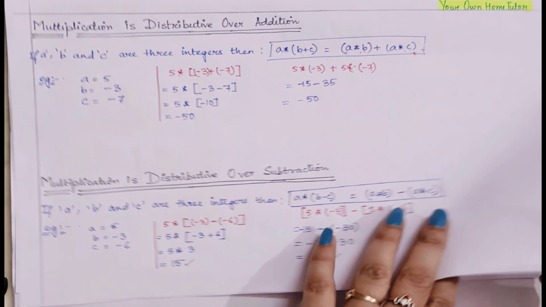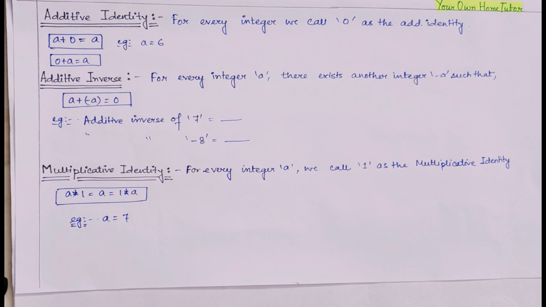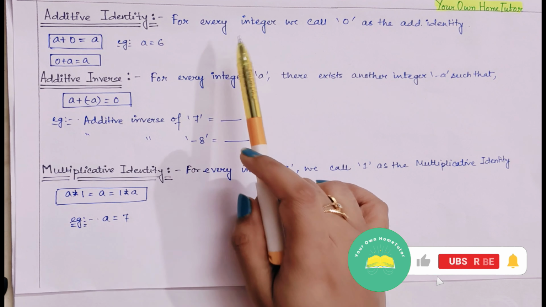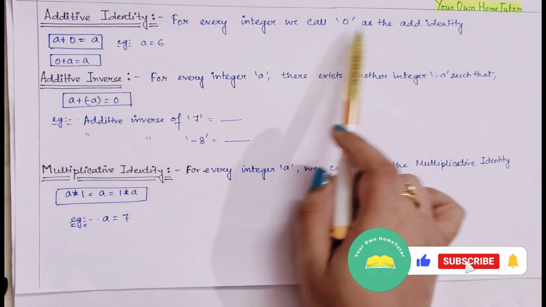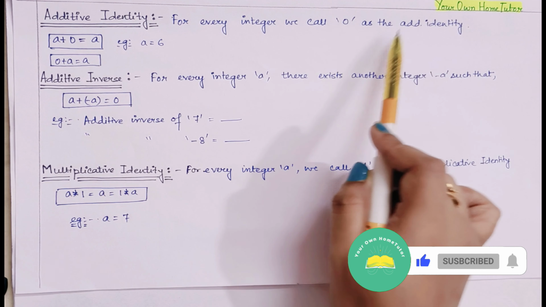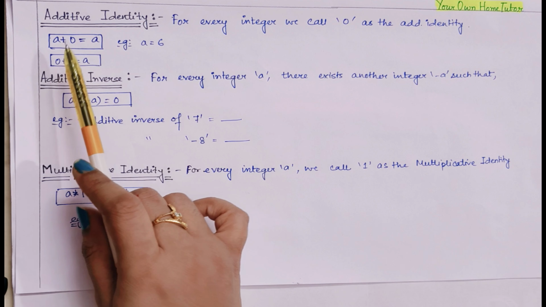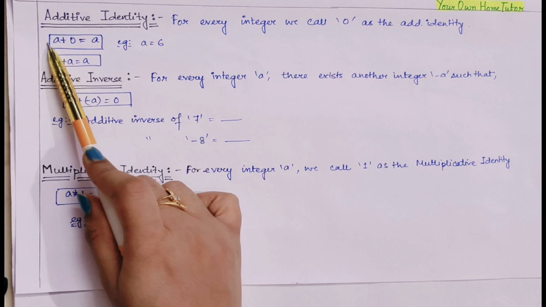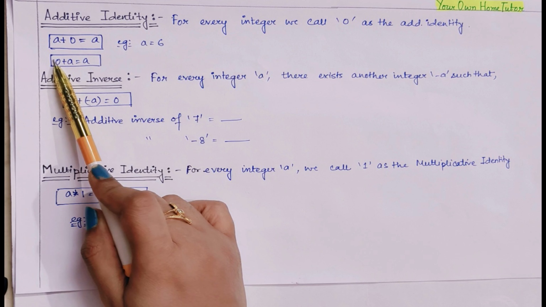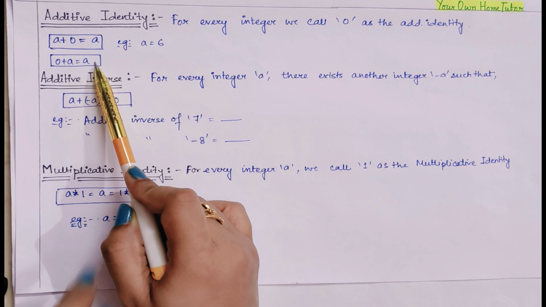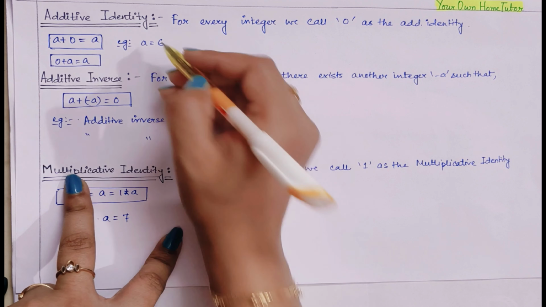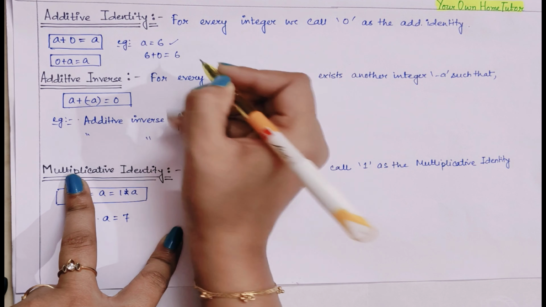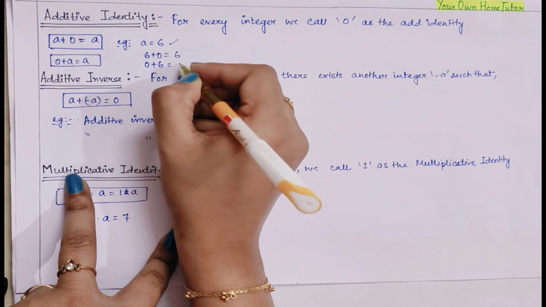Now we will see the next topic, which is additive identity. What is additive identity? For any integer we call 0 its additive identity. Why? Because if I add 0 with any number, I will be getting the same number itself. Keeping the number before 0 or keeping 0 ahead and the number after, I will be getting the same value. For example, if a is an integer, if I add 6 with 0, I will get 6 only, or 0 with 6, I will get 6 only.